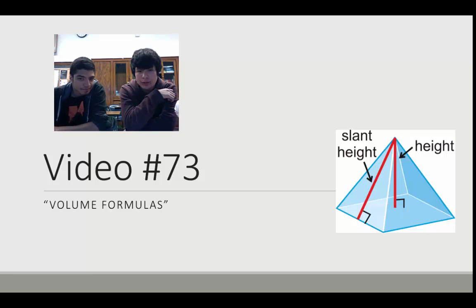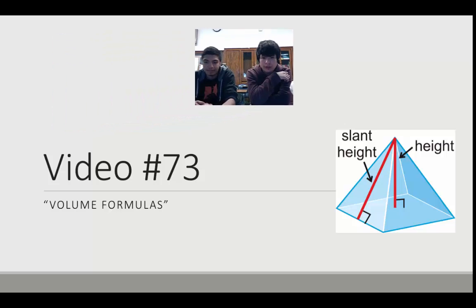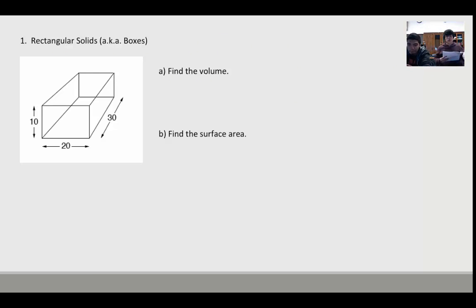And today we're going to be working with volume formulas. All right, to find the volume of this rectangular solid, you have to use the formula for it. It's pretty simple: length times width times height, and then the volume for that is going to end up being 6,000.